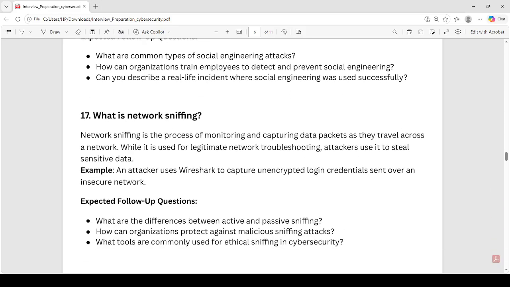Question number 17. What is network sniffing? Network sniffing is the process of monitoring and capturing data packets as they travel across a network. While it is used for legitimate network troubleshooting, attackers use it to steal sensitive information. Example, an attacker uses Wireshark to capture unencrypted login credentials sent over an insecure network.